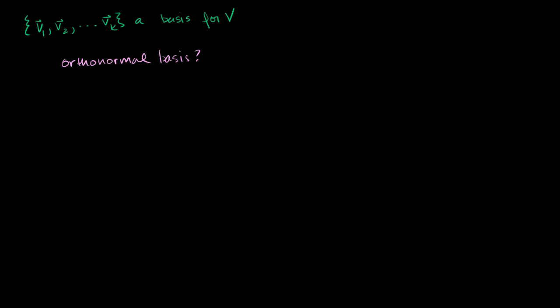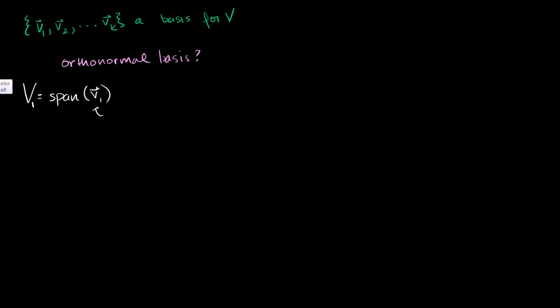Let's think about simple cases. Let's say that I just have a one-dimensional subspace. Let's call that V1, and I'm just going to say it's the span of just this vector, the vector v1. Or you could say that the vector v1 is a basis for the subspace V1. Now, if I had this simple case, how could I ensure that this is orthonormal?